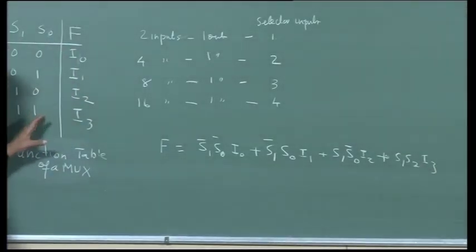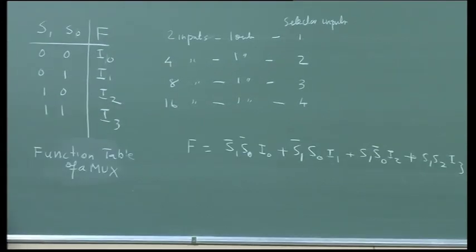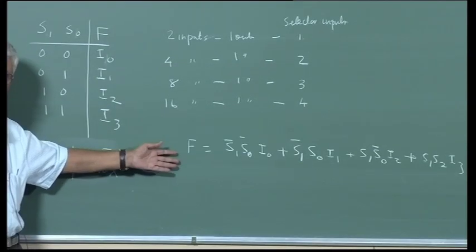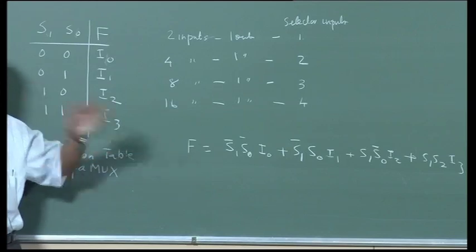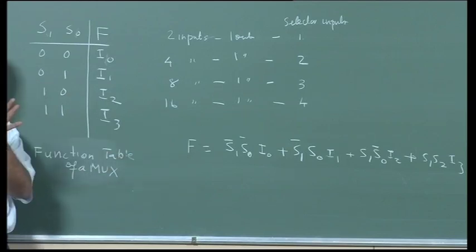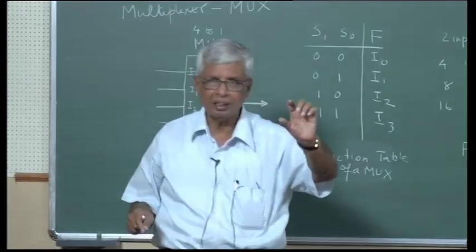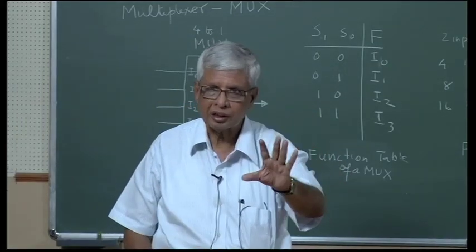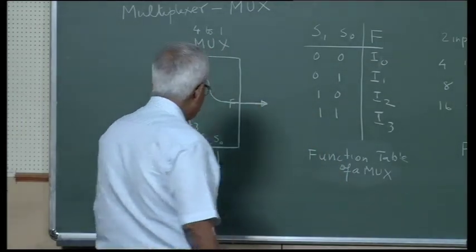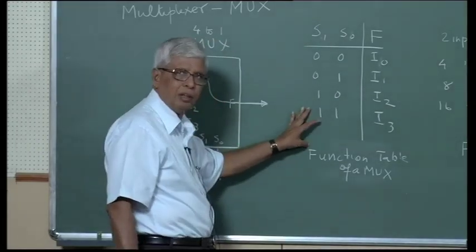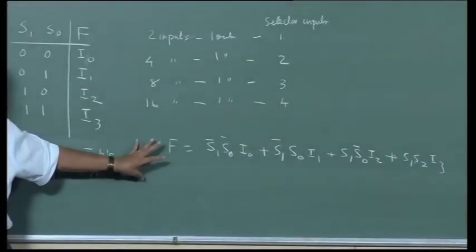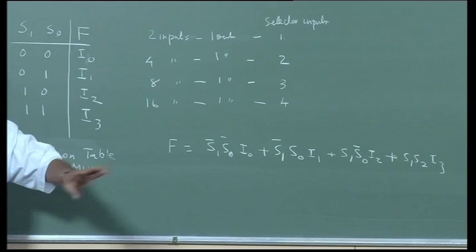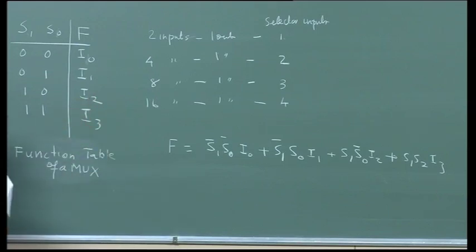This is the function table. If you want to call it truth table, I have no problems. This is a function table, function equation or a Boolean equation. Remember for gates we had a symbol, a truth table and a Boolean function. Here there is a symbol, function table and a function. This will be maintained throughout. Whatever you study will have these 3 components.